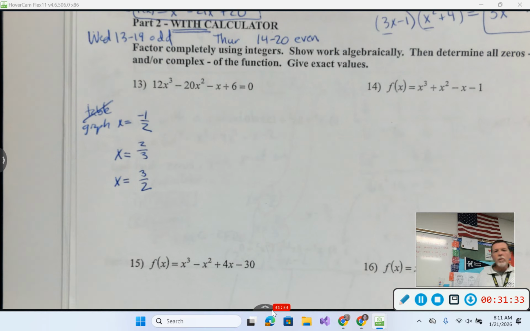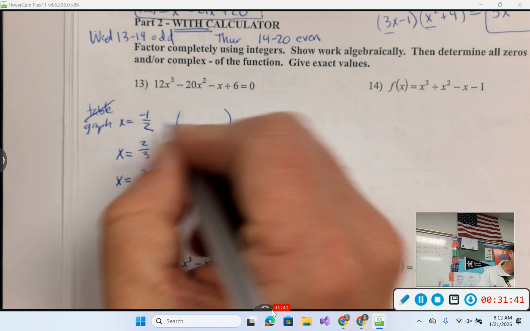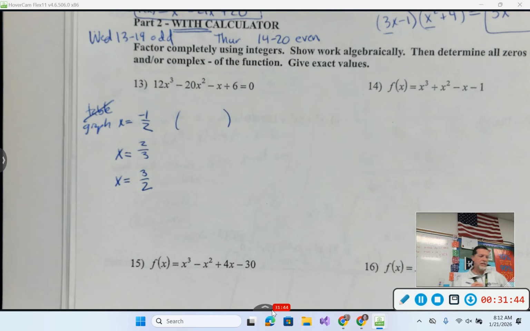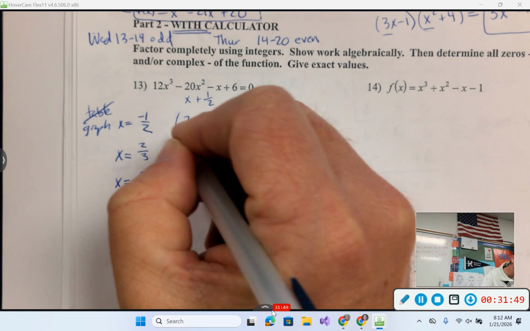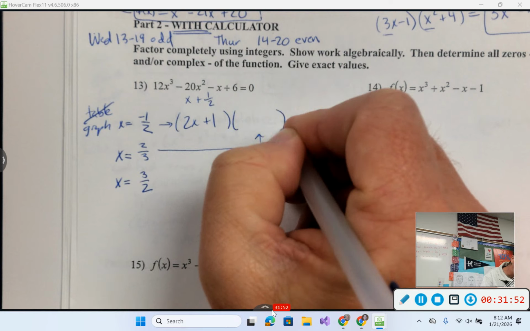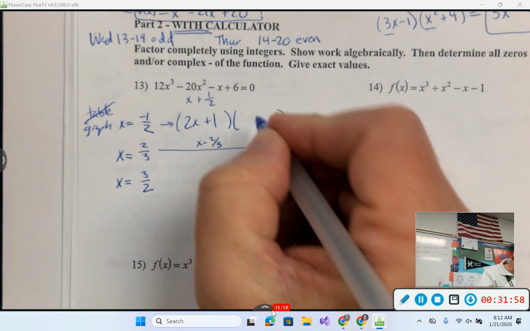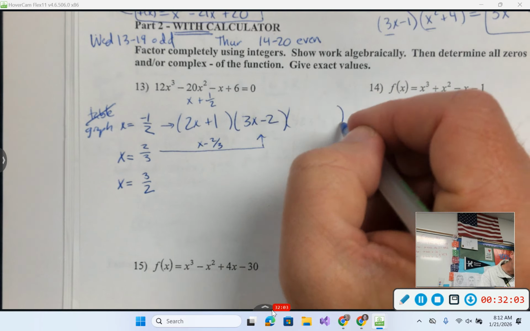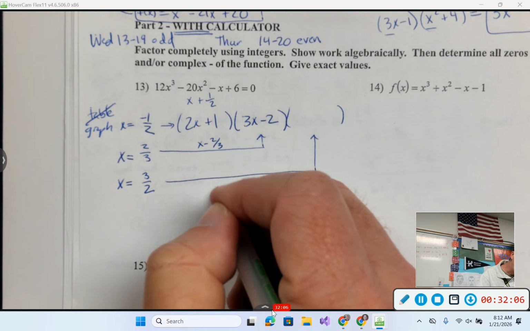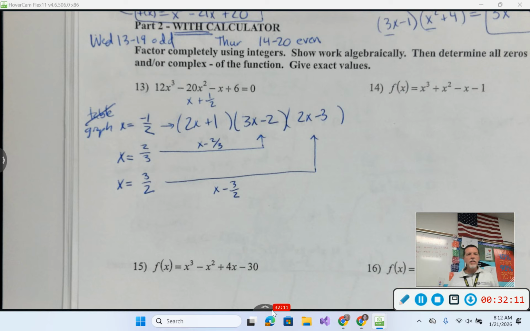So now I've got my zeros. This is an easy one. I don't have to do any synthetic dividing even. What factor would have led to negative 1/2? Let's see, x plus 1/2, so 2x plus 1. And what factor would have led to 2/3? 3x minus 2. I'm showing the intermediate step to make sure I don't mess anything up. And how about 2x minus 3? Let's see if we found everything.